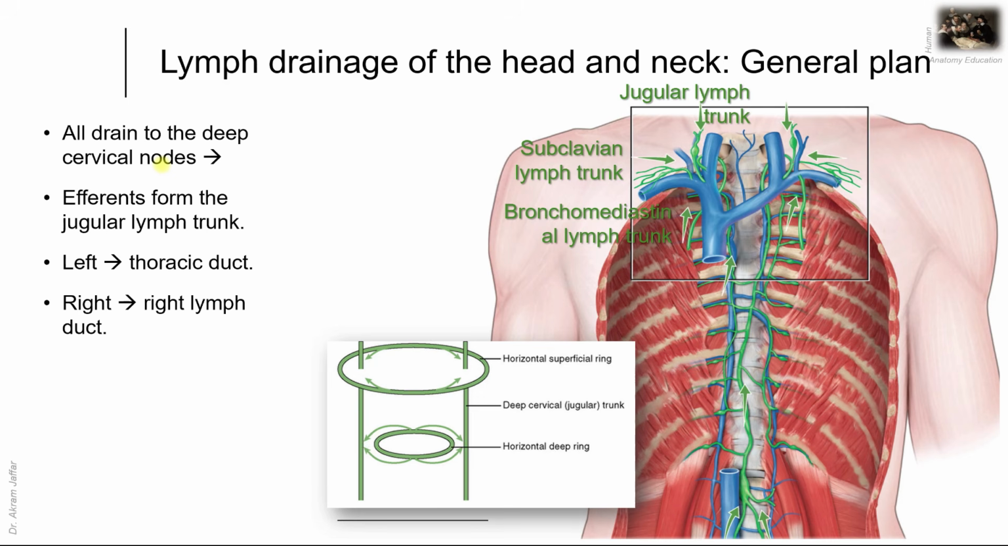And from the deep cervical nodes, efferents will form the jugular lymph trunk. And the jugular lymph trunk either joins the thoracic duct on the left side, as we can see here, or it will join the right lymph duct on the right side, together, of course, with the subclavian and the bronchomediastinal lymph trunks. So all lymphatics of the head and neck will drain to the deep cervical lymph nodes, that will drain to a jugular lymph trunk.